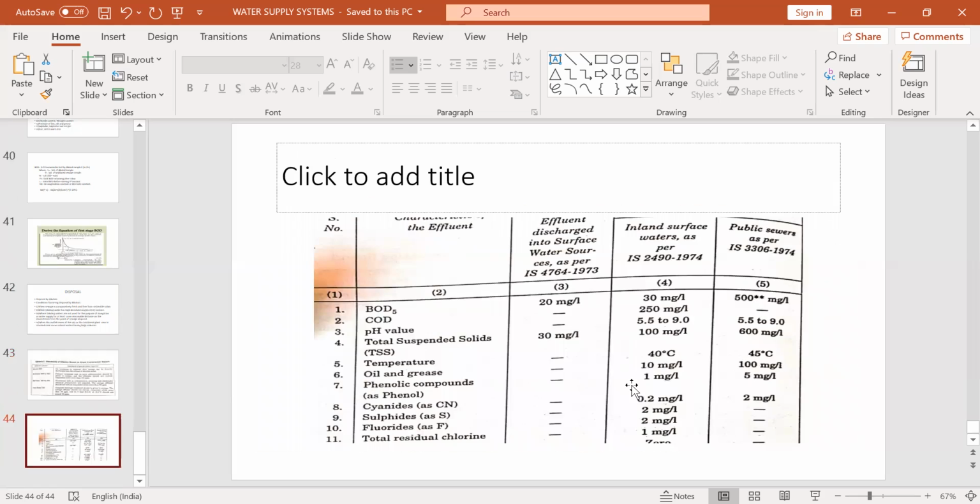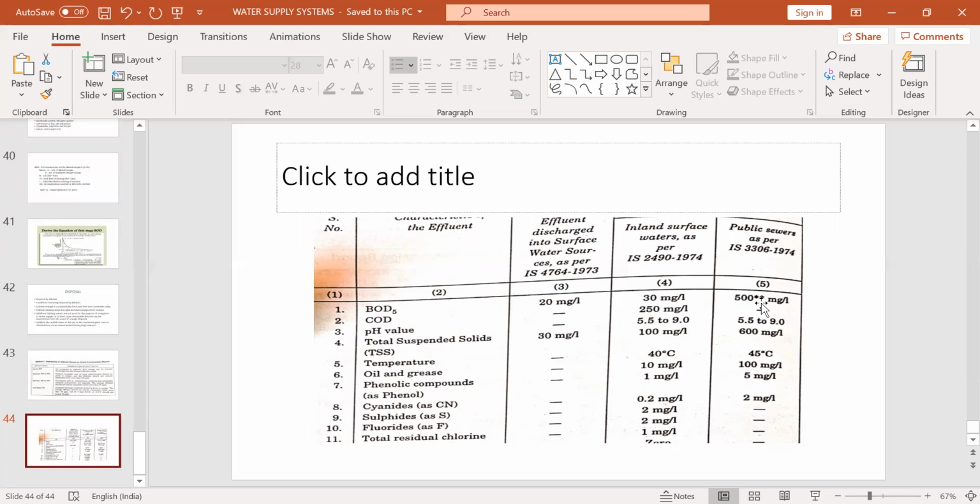So this is another, the BIS standards for various parameters of the sewage. They are inland water surface, where you are going to dispose, and the public sewage. So for BOD 5 days, this is the effluent discharge into water surface as per IS. This is 20 milligram per liter. Okay. Now the sewage that is coming out from the public sewage, the BOD is 500 milligram per liter. This is before the treatment. After the treatment, that BOD should be 30 milligram per liter.